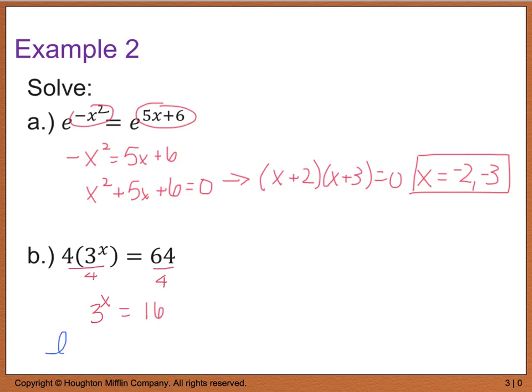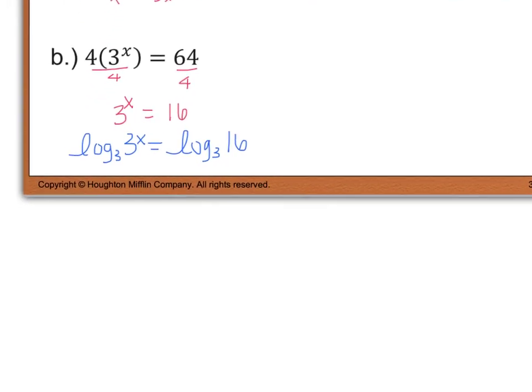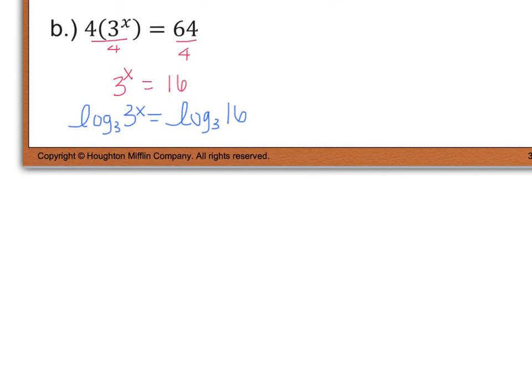So I can really rewrite this as log base 3 of 3 to the x equals log base 3 of 16. And if I simplify that now, log base 3 of 3 is going to cancel out and leave us with x equals the log base 3 of 16.